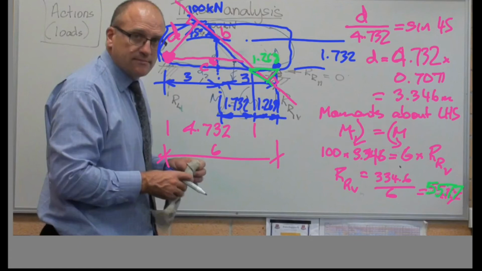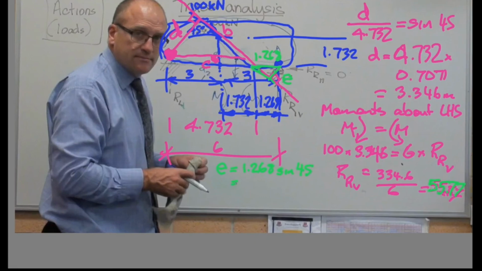1.268. That's a 45, 45. So I'm going to call that distance E. E equals, I'm just going to use the same logic, 1.268 sine 45 equals 0.896.